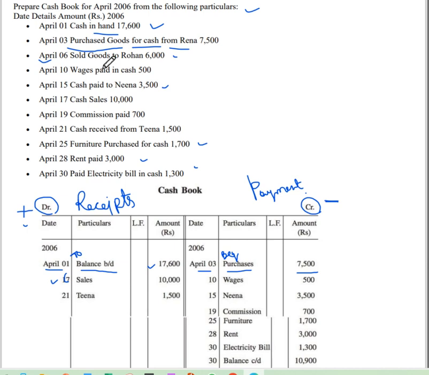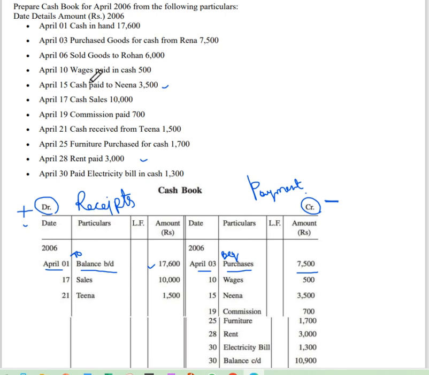Okay, sorry. Here that transaction is not recorded. It is because here they have not mentioned sold goods to Rohan in the cash format. So they have not mentioned it in the cash format. That's why this transaction is not recorded here. Okay. So if they said sold goods to Rohan in cash, then it would have been recorded. But since they have not said that, this transaction is not recorded here. Okay.